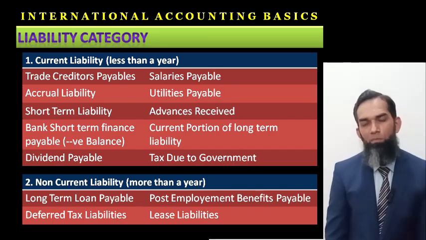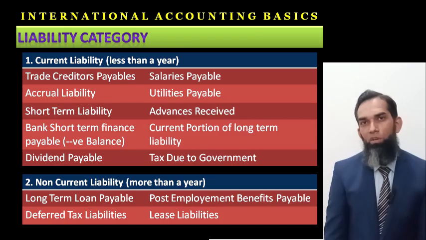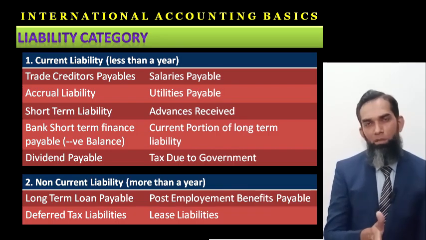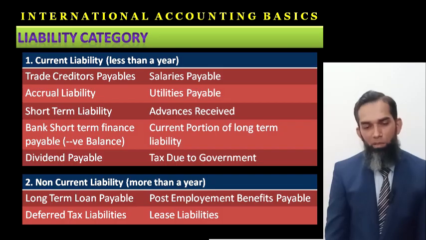Like if the company is paying the electricity bill of June in the month of August, they have to record expense debit and payable credit. If they don't do this, the expense would not be recorded in the relevant month of the financial year, so profit and loss will not show the expenses of that June period. So accrual liabilities are all covered in the current liabilities.